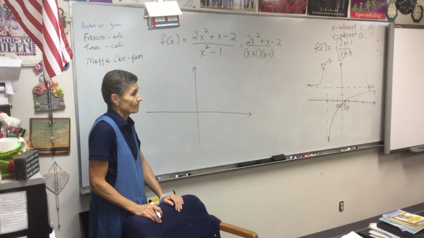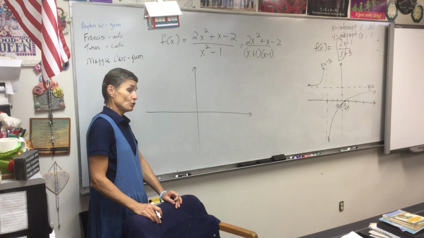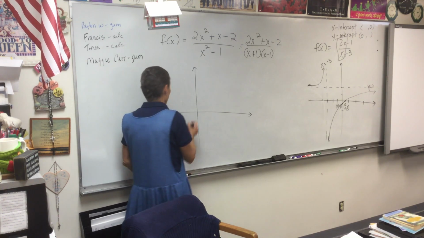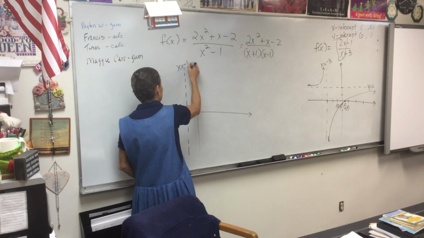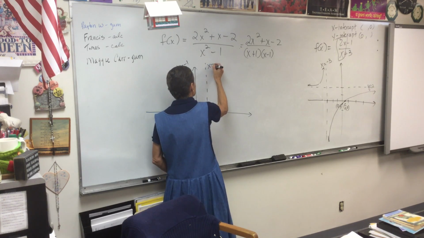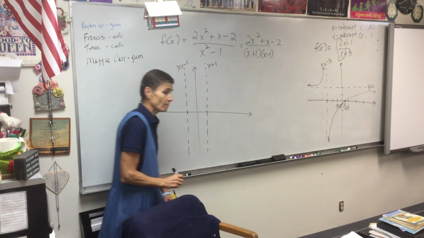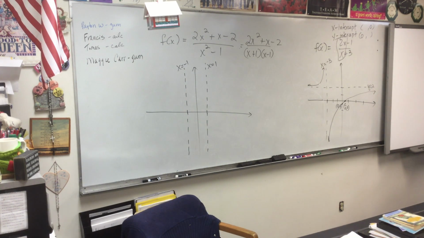Okay, no holes. Do I have any asymptotes? I have 2 vertical asymptotes. One of them is at x equals -1, and x equals +1. Notice how I'm labeling. You are expected to do that too. I'll be grading your graph, so I need to see it labeled.